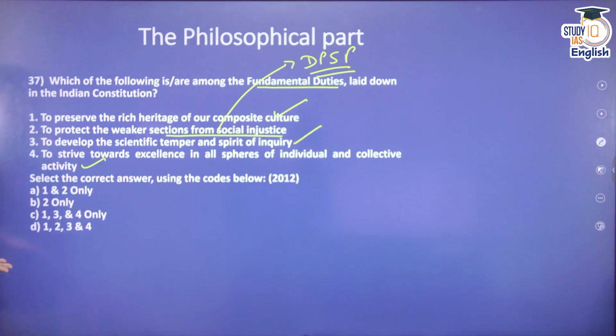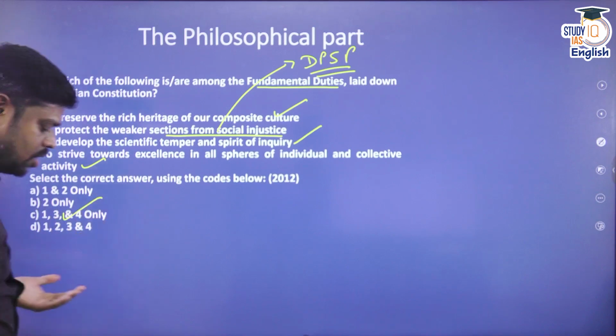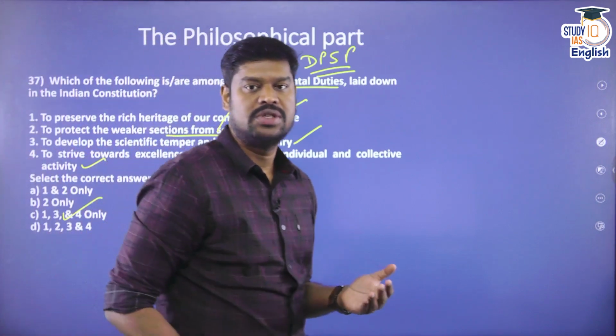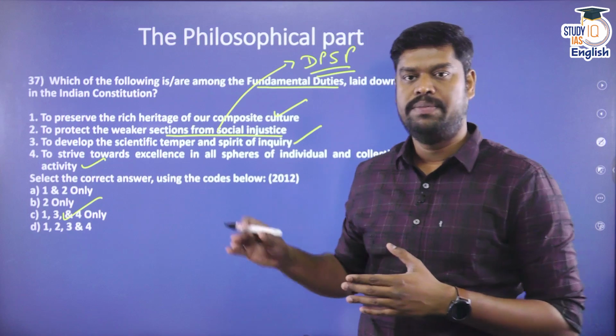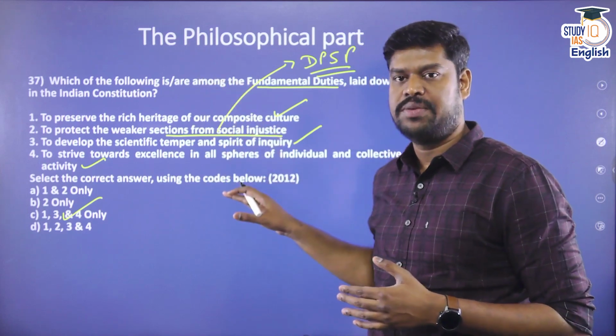So, the right answer would be option 1, 3 and 4 only, that is option C. I am not going to discuss further because I have already discussed enough with regard to the major themes of the directive principles of state policy.